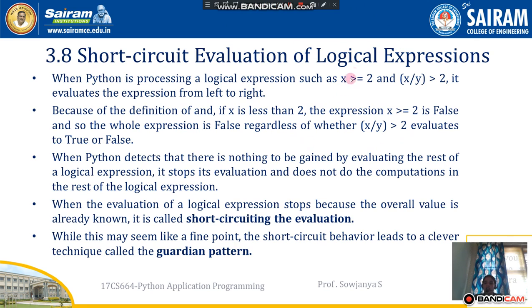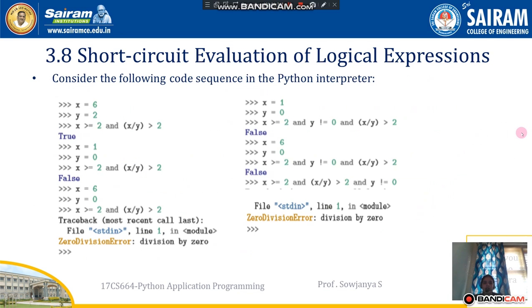So short circuit evaluation means, for example, I have a condition that seems to be false. This condition is false, and even though the other one is true, it is not going to check it. Once this is false, it does not check the other one, it immediately stops there and gives the output. That is the meaning of short circuit evaluation. This seems like a fine point, but this short circuit behavior leads to a clever technique called the guardian pattern.